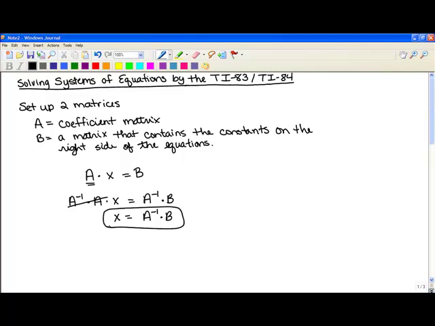And this is a calculation that we'll use in our calculator. We'll take the inverse of matrix A and multiply it by matrix B. Let's take a look at two examples.